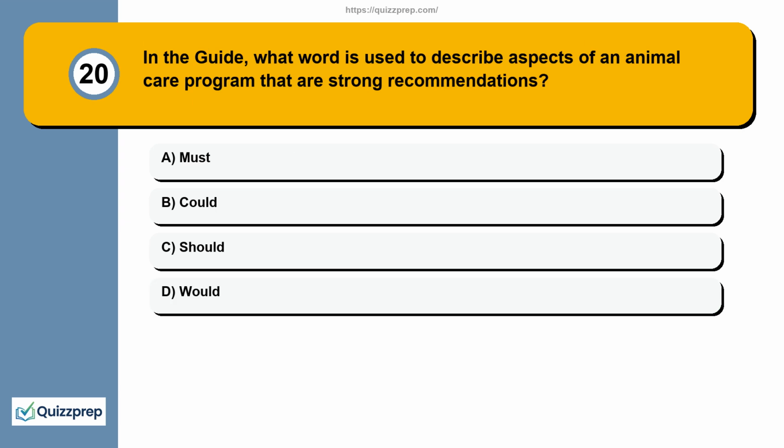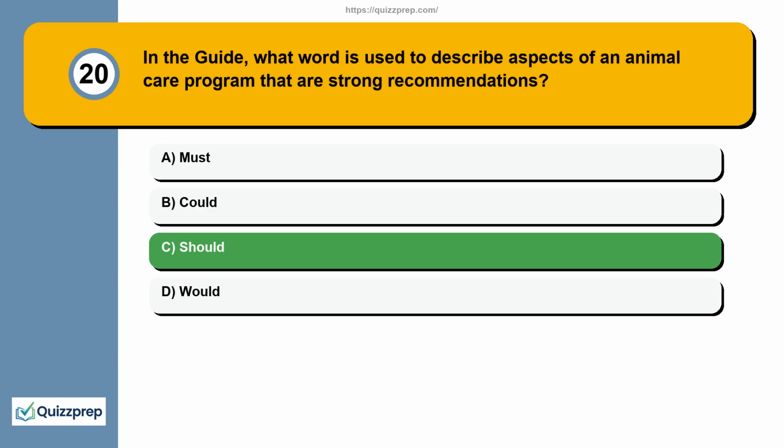Question 20. In the Guide, what word is used to describe aspects of an animal care program that are strong recommendations? Option A, must. Option B, could. Option C, should. Option D, would. The correct answer is option C, should.